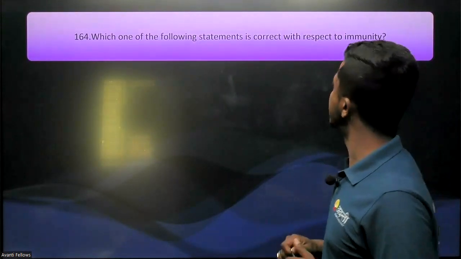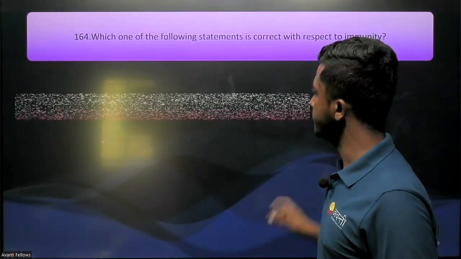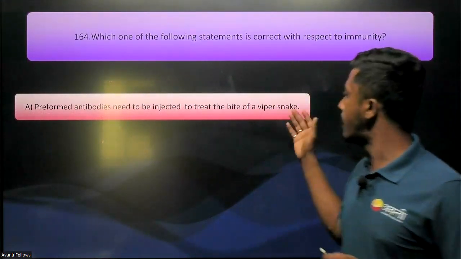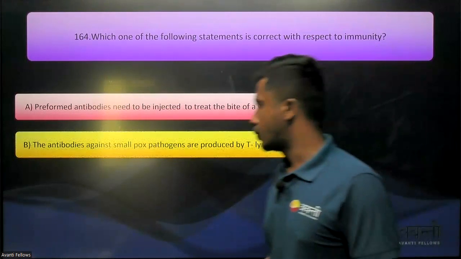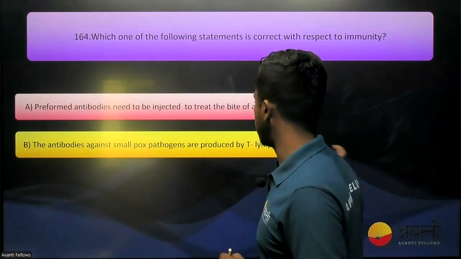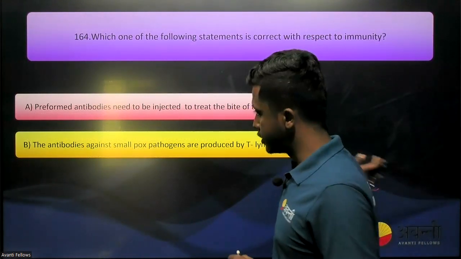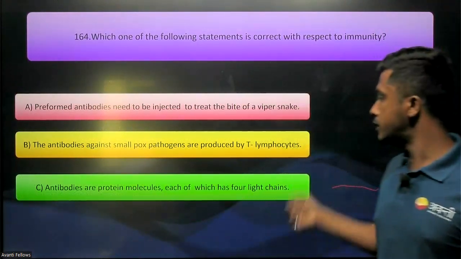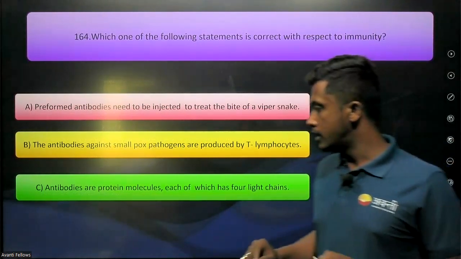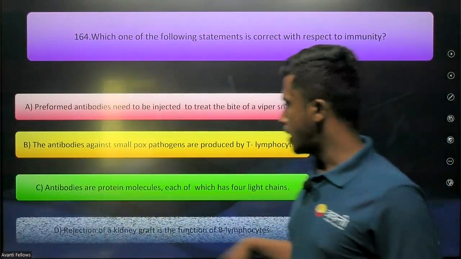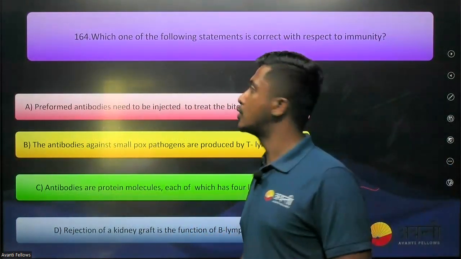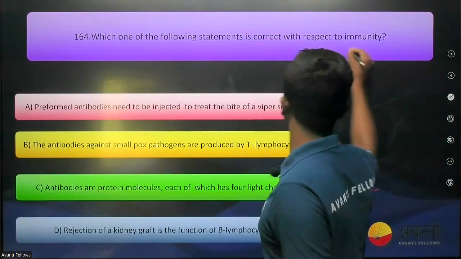Okay. Next one. Which of the following statements is correct with respect to immunity? Preformed antibodies need to be injected to treat the bite of a viper snake. Next one, the antibodies against smallpox pathogens are produced by T lymphocytes. Next one, antibodies are protein molecules, each of which has 4 light chains. Next statement, rejection of a kidney graft is the function of a B lymphocyte. So let us look at this question. We have to find which is the correct statement.